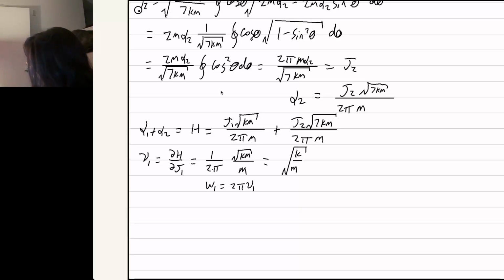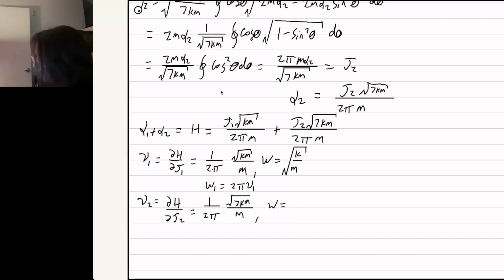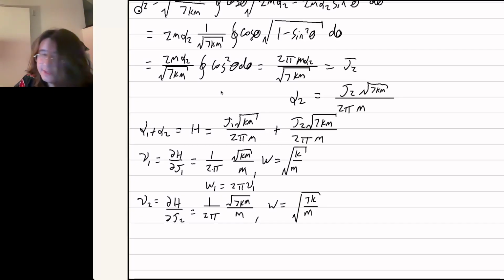So let's see if this holds up with the other one. Nu 2 is equal to del H del J2, which is going to be 1 over 2 pi root 7km over m, and then we'll turn that into an angular frequency and simplify the radicand to have 7k over m. If you did this same problem in chapter 6, you will recognize that those are in fact the eigenfrequencies.